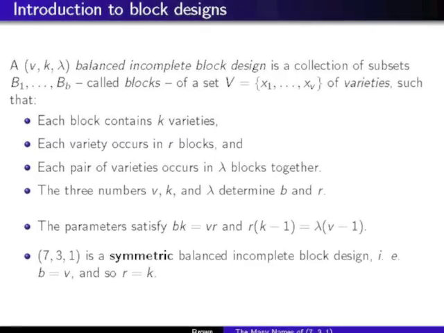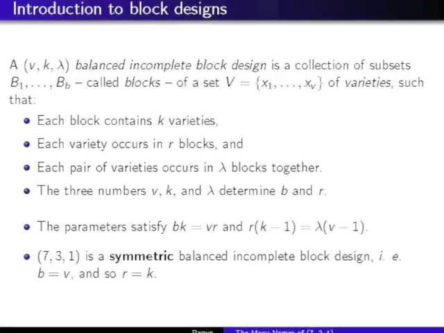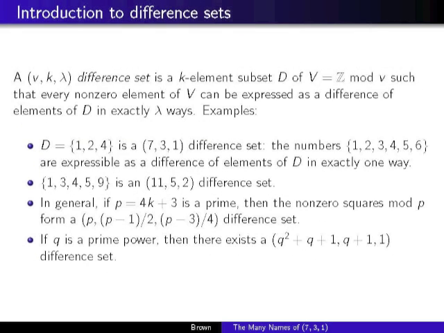Now there's another way to describe the 7-3-1 design. There are things called difference sets. A difference set with those parameters, the same parameters, by the way, is a k-element subset D of the integers mod v, 0, 1, 2, 3, up to v minus 1, such that every non-zero element can be expressed as a difference of elements of D in exactly lambda ways.